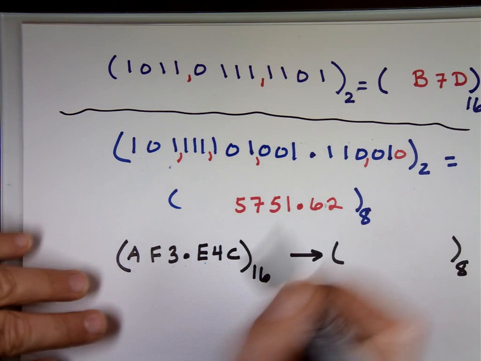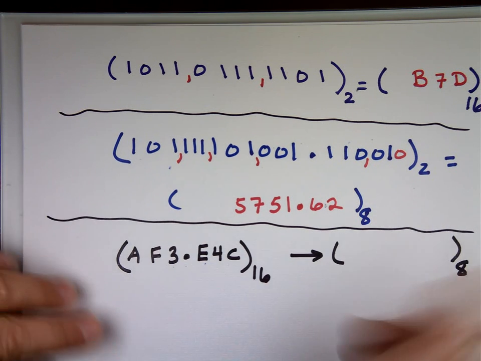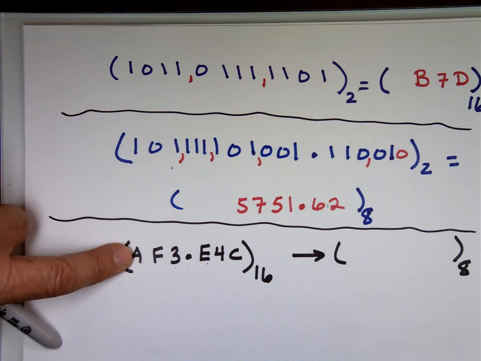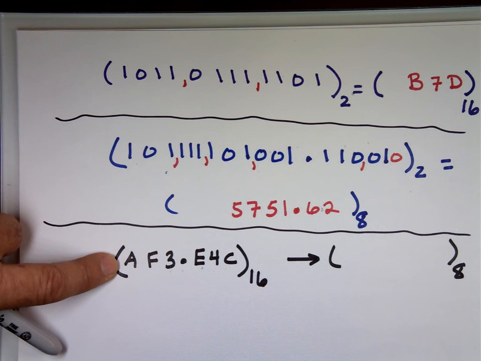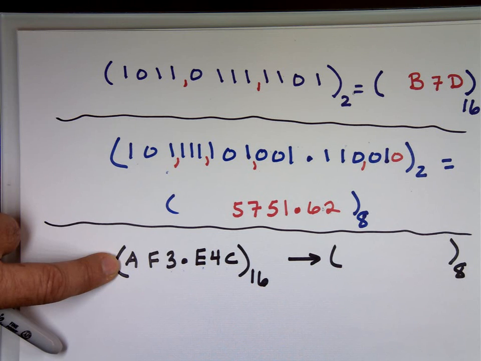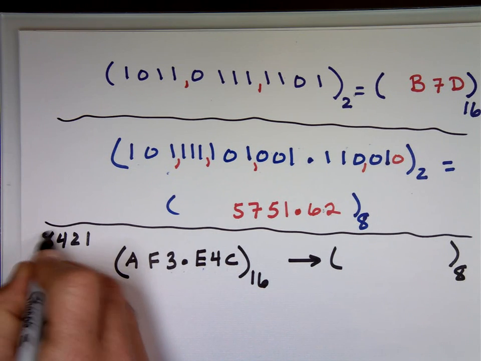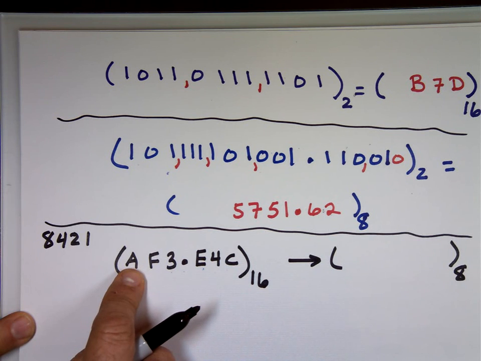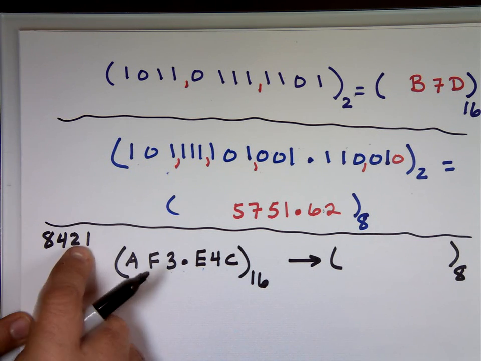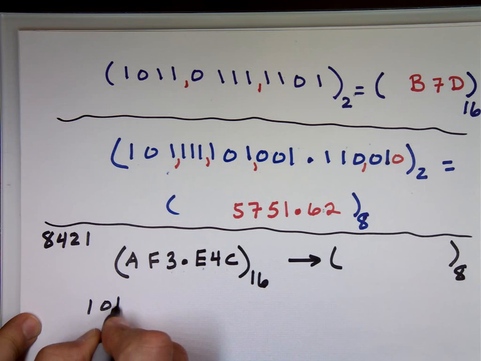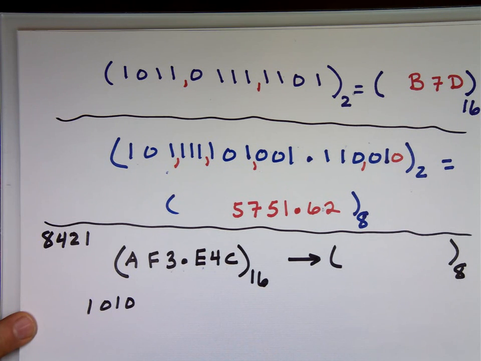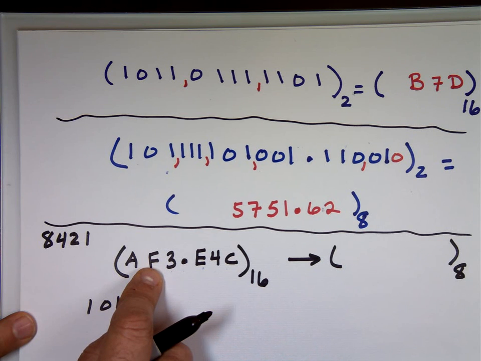Separate problems. Let's look at the A. Let's convert that to binary first. A is what, 10? That's 8 and 4, right? Now remember, in octal we have 1, 2, 4, 8. A is 10, so that's 1 and 1 here. So 1, 0, 1, 0. F is what? 15. To get 15, 8 and 4 is 12, 14, 15. Every one of them has to be a 1.